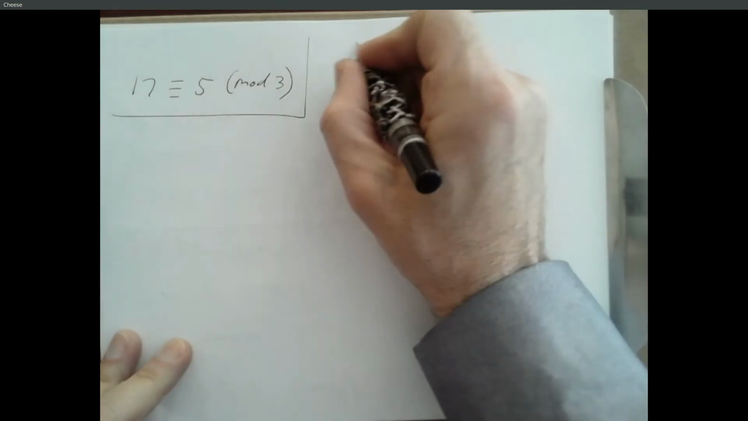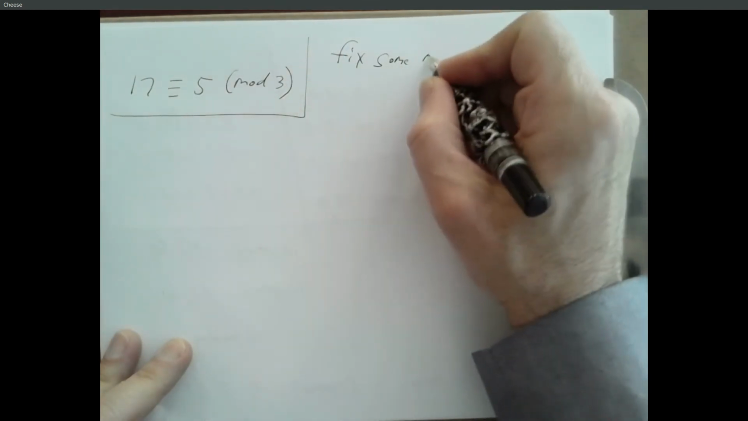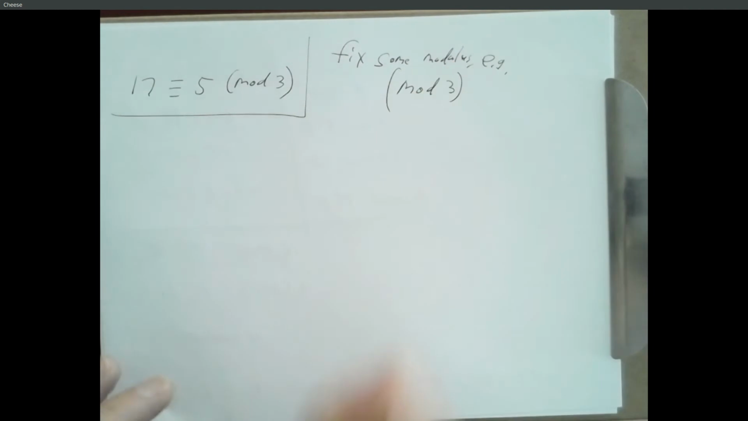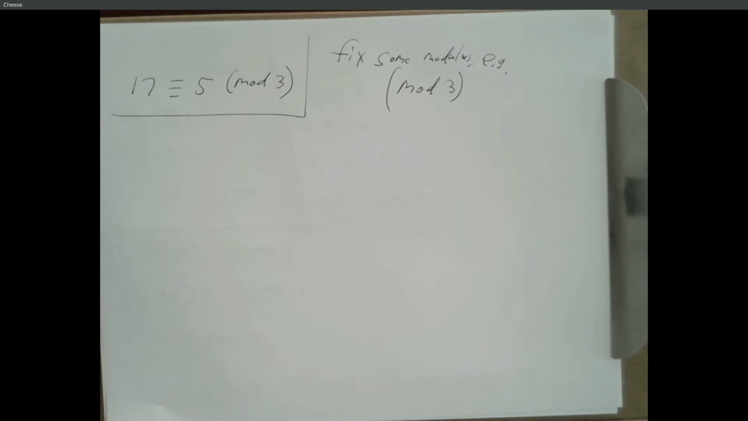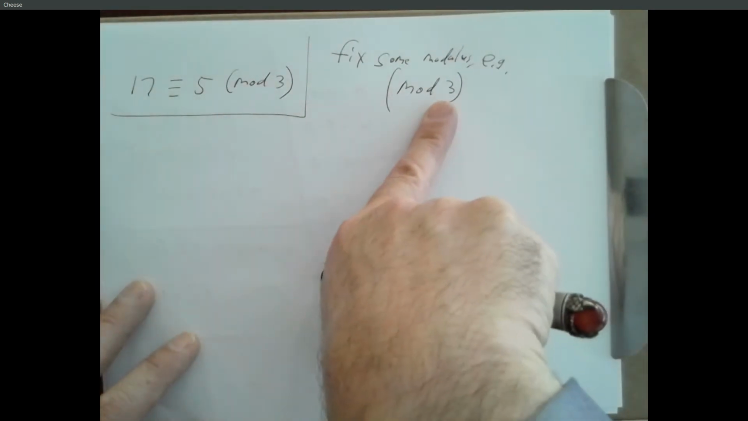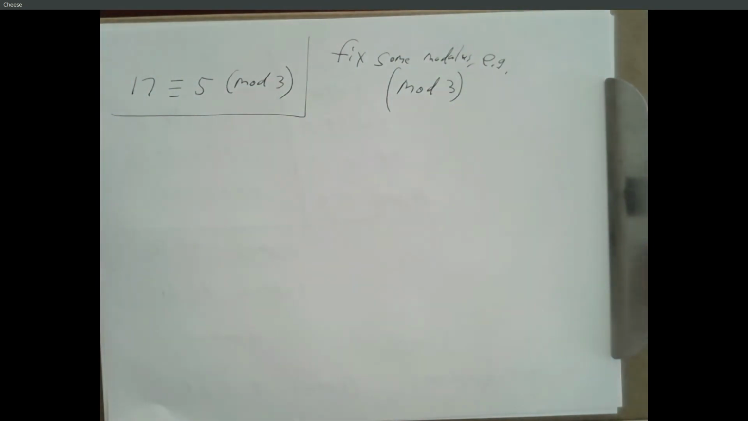So here's what we can do. We can fix some modulus. Let's just think mod 3. So fix some modulus, for example, mod 3. We can take any integer out there and we can say, what is that congruent to mod 3? And it's going to be congruent to either 0, 1, or 2. Right? Because we're going to require that our answer is bigger than or equal to 0 and less than 3, or at most 3 minus 1, which is 2. So any integer, we can write it as being congruent to either 0, 1, or 2 mod 3. Okay, so here's a cool little fact.